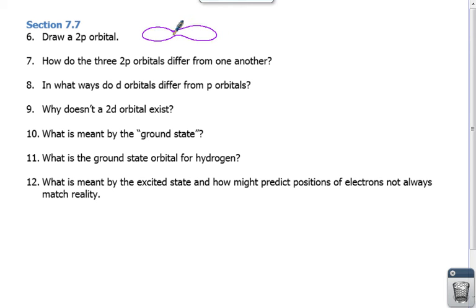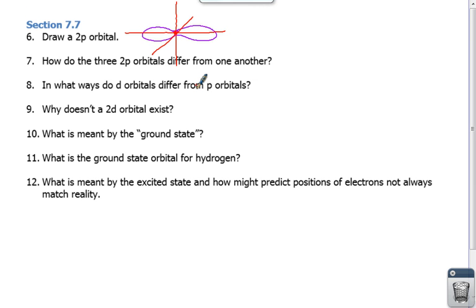A p orbital kind of looks like a peanut, and centered right in the middle of that p orbital, at the x, y, z axis, right in the middle would be the nucleus of the atom, and the electrons are moving on the surface of that peanut, or darn close to the surface of that peanut, within a range and tolerance.